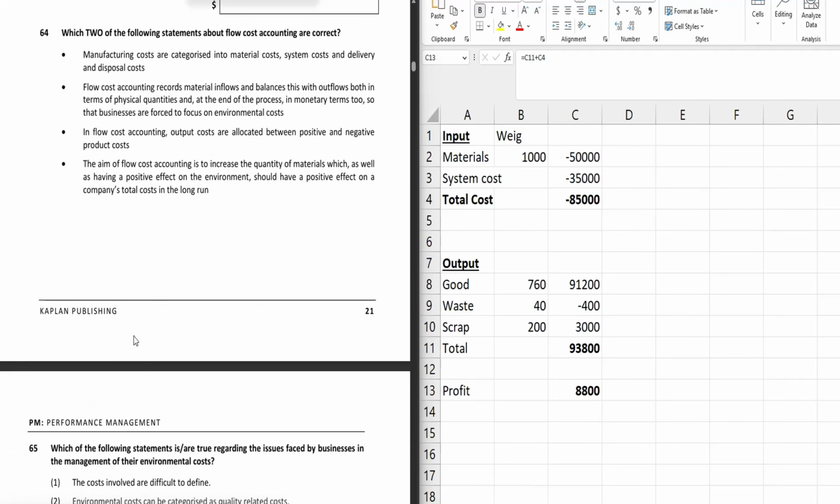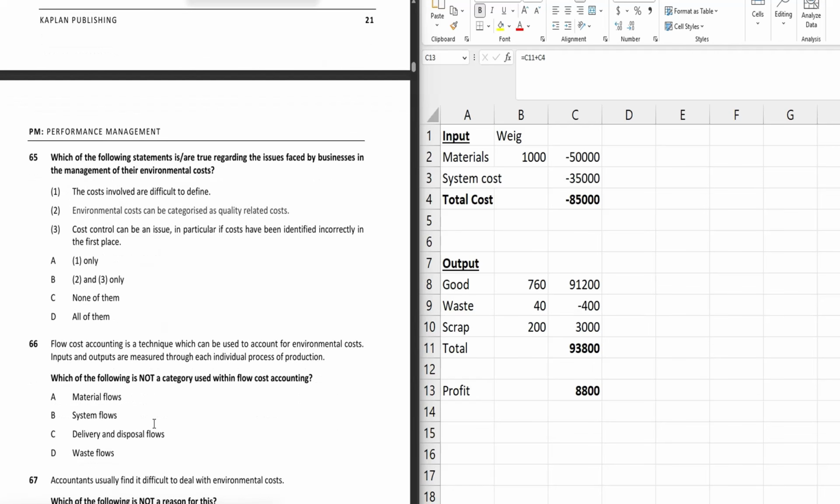The aim of flow cost accounting is to increase the quantity of material, which will have a positive effect on the environment, and should have a positive effect on the company's total cost in the long run. The main aim is to decrease, not increase, the quantity of material, as well as have a positive effect on the environment and the company's total cost in the long run. So overall, they want to reduce the wastage with the same quantity of material. They just want to increase the good output and reduce the wastage. So that's the main aim of flow cost accounting.